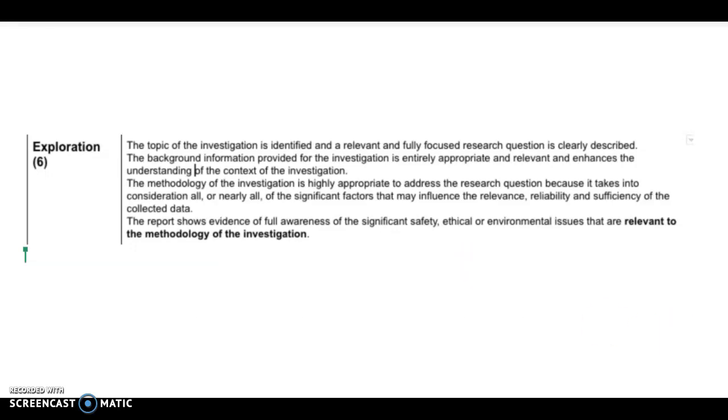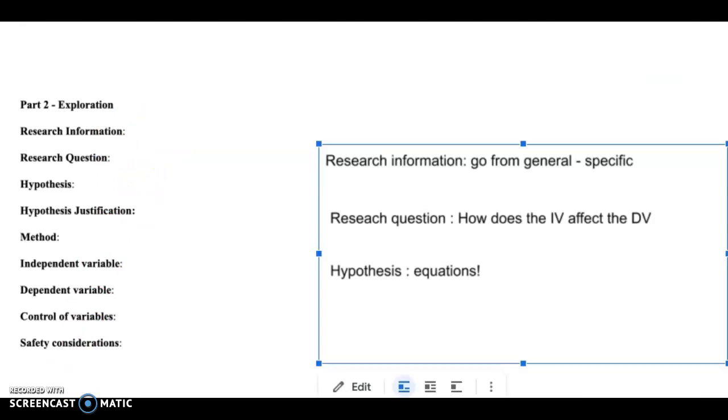The template breaks it down slightly. Your research information and your research question go hand in hand. Your research question could be quite nicely, in an introduction, the end of your research information. The exploration template includes research information, research question, hypothesis, hypothesis justification, method, independent variable, controlled variable, safety consideration. Let me talk you through these.